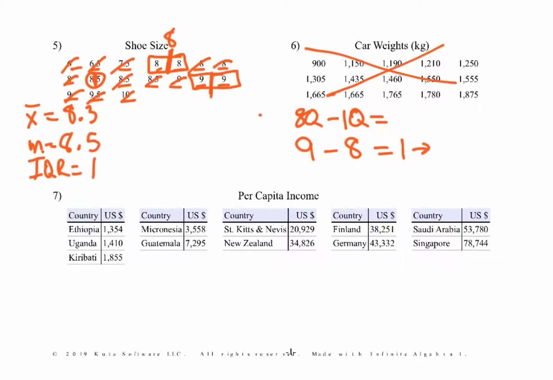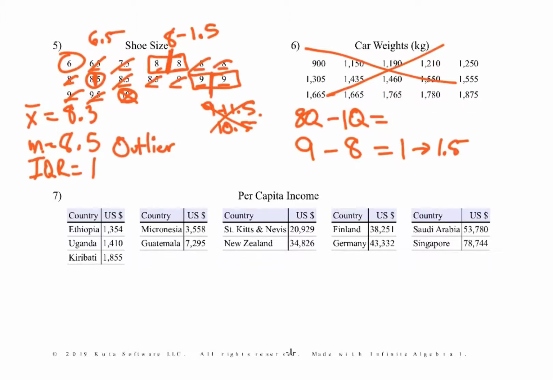And we take 1 and we times it by 1.5, which gives us 1.5. So I'm going to add 1.5 to 9, and we're going to subtract 1.5 from 8. So when I add it, we get 10.5, which our highest number is 10, so no outlier above. When I subtract it, we end up with 8 minus 1.5 should be 6.5, right? So 6.5, which if we look at this one, we have a 6 here, right? That 6 is an outlier. So we have an outlier at 6.